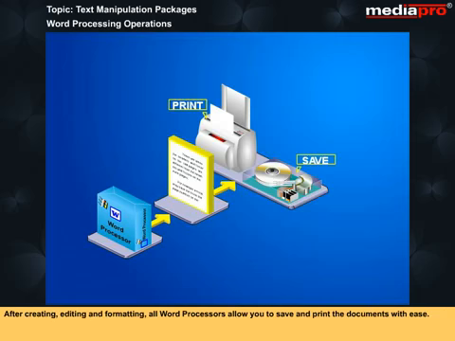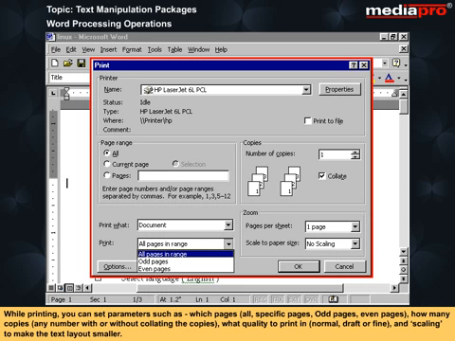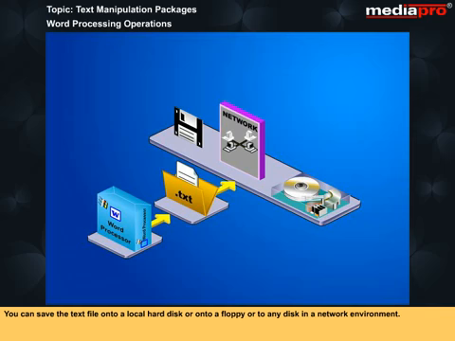After creating, editing, and formatting, all word processors allow you to save and print the documents with ease. While printing, you can set parameters such as which pages, all, specific pages, odd pages or even pages, how many copies, any number with or without collating the copies, what quality to print in, normal, draft or fine, and scaling to make the text layout smaller. You can save the text file onto a local hard disk or onto a floppy or to any disk in a network environment.